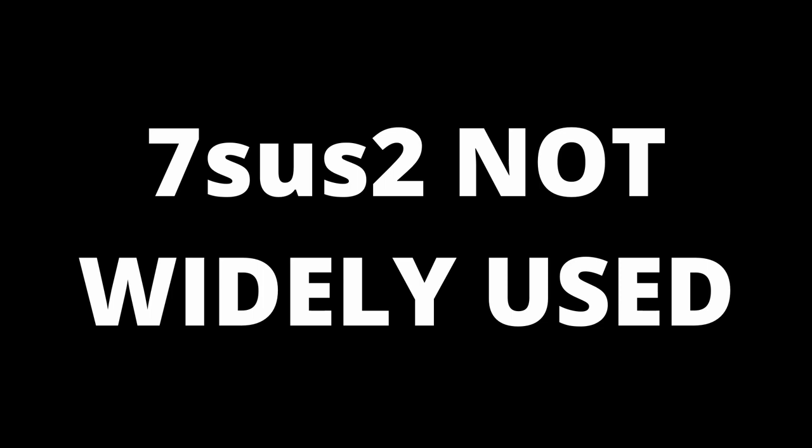Seven sus two chords are not widely used. Part of the reason for this is because they are very close to ninth chords and can struggle to differentiate themselves. The ninth note is the same as the second note, and as you learnt earlier, this is contained within the 7sus2 chord. Look at the G7sus2 chord I played you earlier. It has the notes G, A, D, and F.